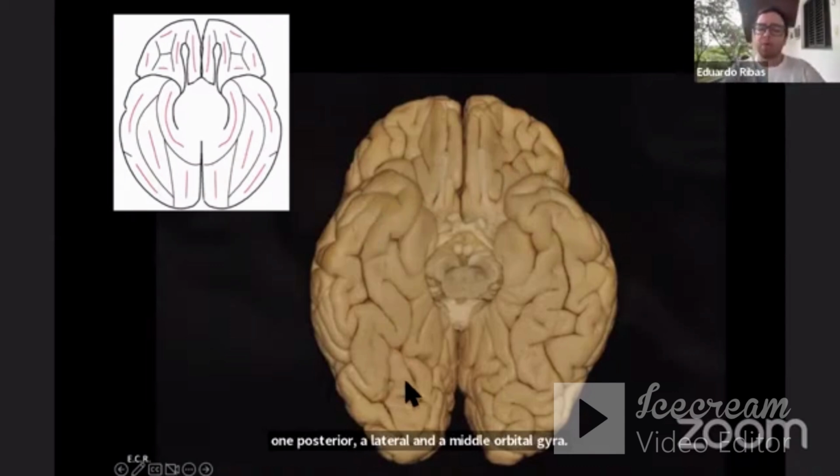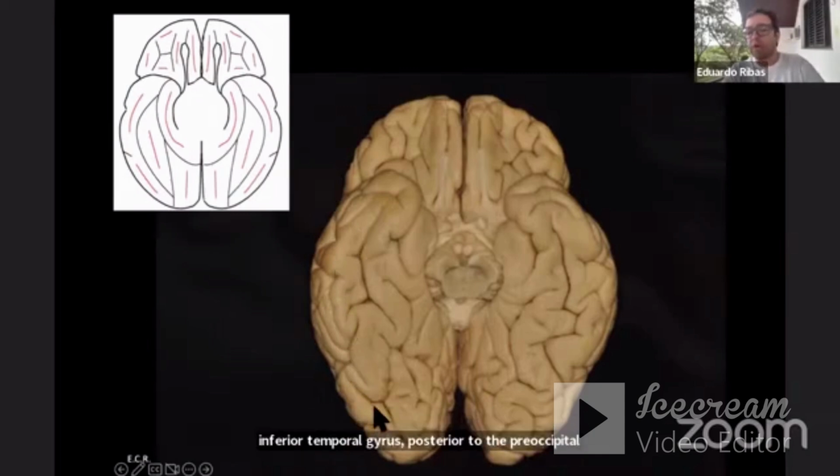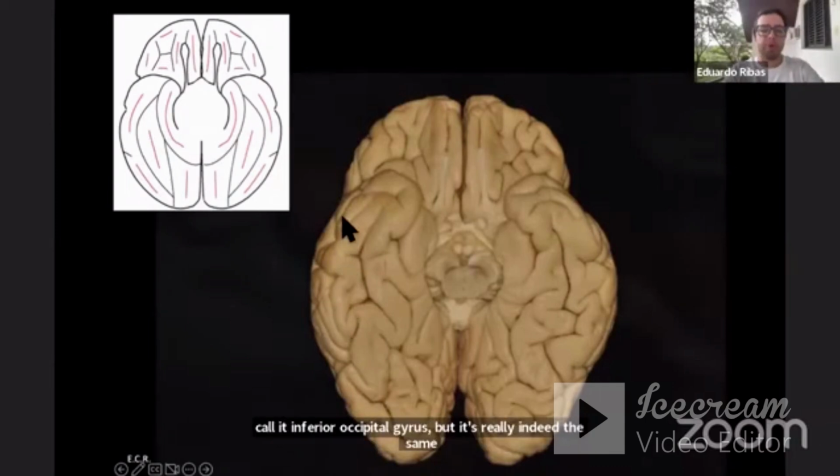Then at the temporal occipital basal region, we will look for these 3 arrangements, coming from anteriorly to posteriorly. The most lateral arrangement is made by the inferior temporal gyrus continuing with the inferior occipital gyrus. They just continue one with the other. There's not a clear subdivision between them. But if we take the preoccipital notch, we will see this division. Anterior to the preoccipital notch, we call it inferior temporal gyrus. Posterior to the preoccipital notch, we call it inferior occipital gyrus. But it's really indeed the same piece of brain continuing.